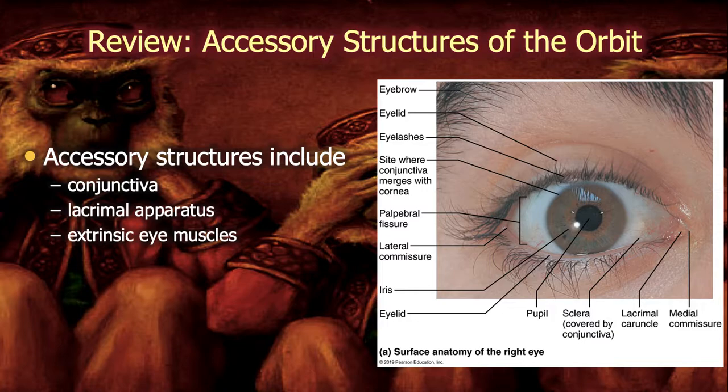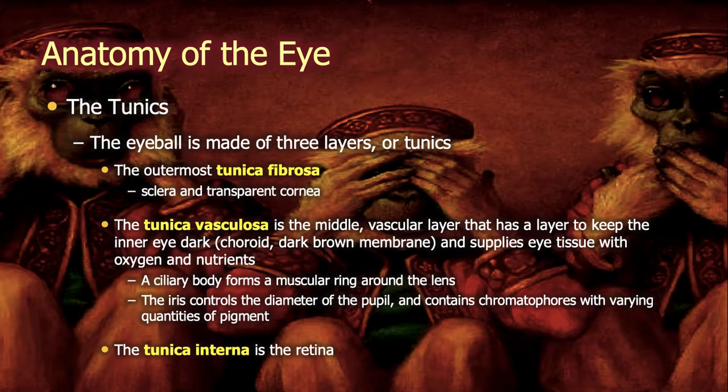Okay, so conjunctivitis. Okay, next is your lacrimal apparatus. What does your lacrimal apparatus produce? Tears. That's right. And your extrinsic eye muscles are responsible for moving your eyeballs around. Okay, so now, when we look at the eyeball itself, we can separate the eyeball into 3 different tunics, or 3 different layers, okay? So we're going to talk about some of these things, and then I'm going to have a picture up here for you, okay?